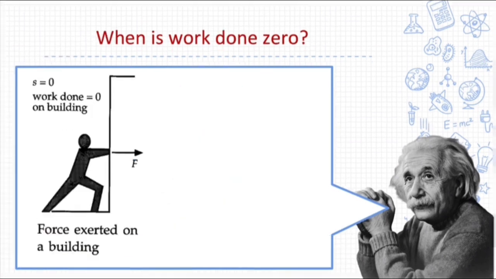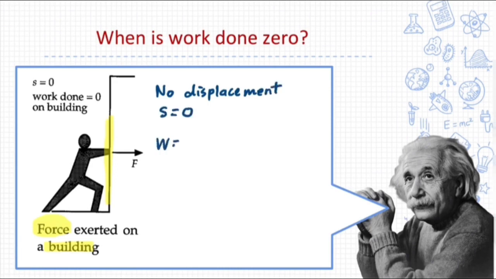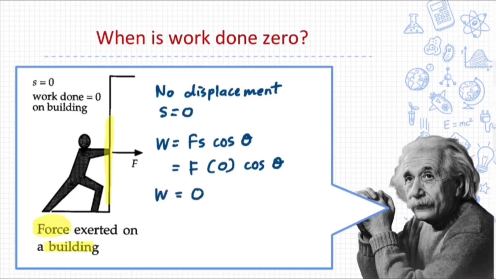Okay, for the next example, we have a person who is pushing on a wall. So there is force exerted on the building. And as you can see, because it is a wall, the wall will not be moving. So there will be no displacement, which means that s is equal to 0. So then we want to find work done and use the same formula, but now we substitute s is equal to 0. So finally, we will get W is equal to 0 joule as well.